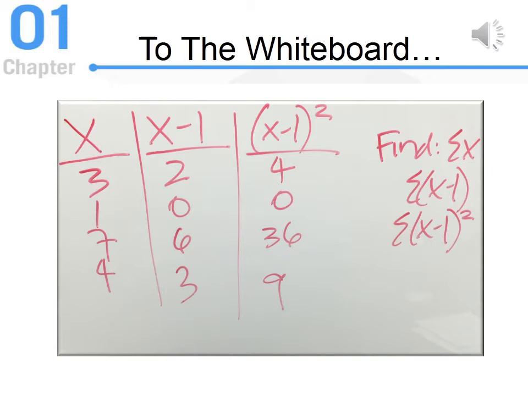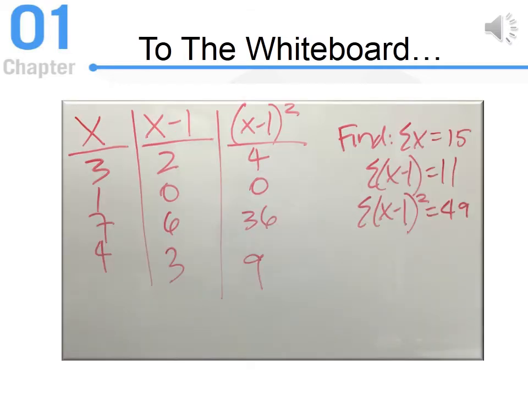And we can also get the x minus 1 squared values. Because of the order of operations, we take each one of those x minus 1 values and square it. So 2 squared is 4, 0 squared is 0, 6 squared is 36, and 3 squared is 9. So with these values in the order of operations, we can find each of the 3 sums we were asked to find on the right side of the screen.